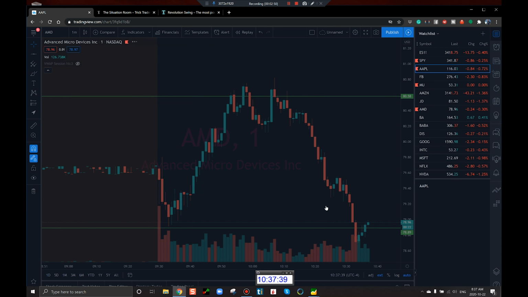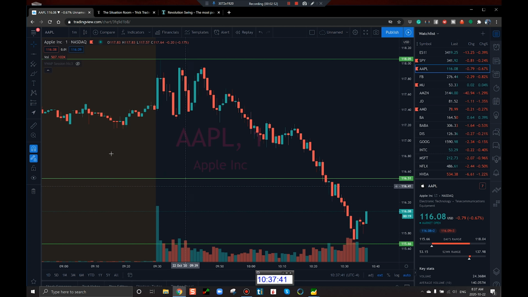So let's go over Apple. I did not trade Apple, but a lot of members did, and it popped into that upper level. That's our execution. Members executed, they added into multiple pops into this level, and they have made an absolute killing on this, an absolute killing.